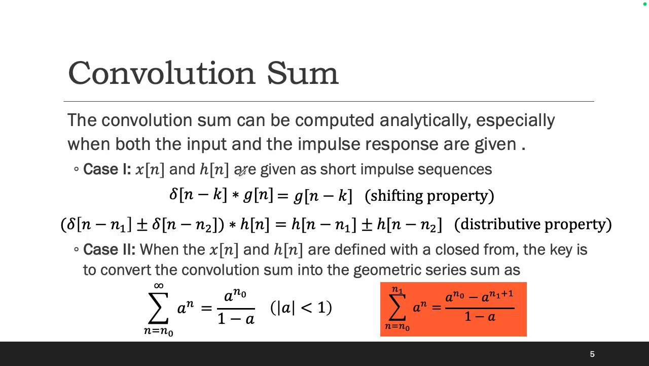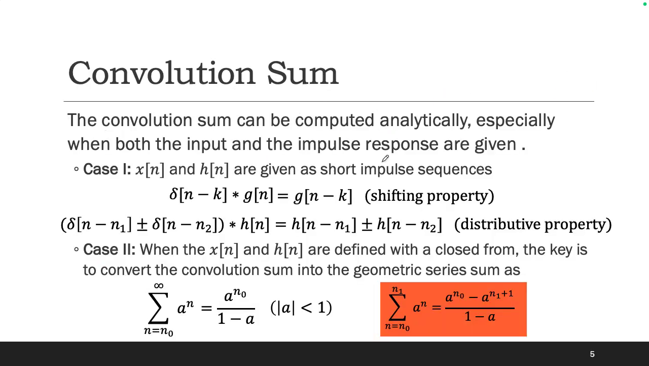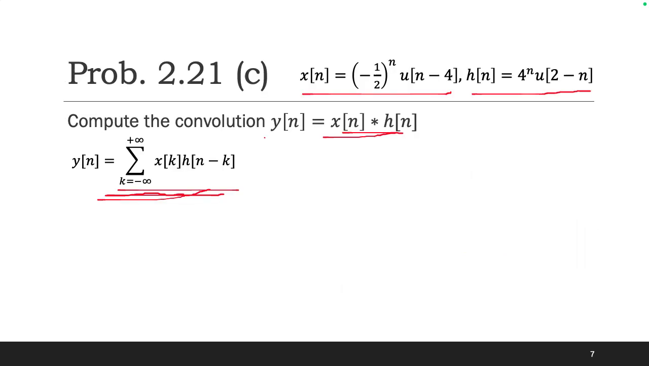If your x[n] and h[n] are given as short impulse responses, you don't need to use this equation to get your final result. But here you can observe that your input signal and impulse response are not simple short impulse sequences. So you have to use these equations, and just remember that. Then you have x[k] and h[n minus k]. So you can have this one. What's the next step?